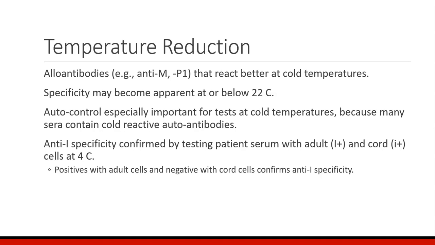Anti-Big I specificity is confirmed by testing patient serum with adult cells, which are I positive, and cord cells, which are little i positive, at 4 degrees. The expectation is positives with the adult cells and negative or very, very weak reactions with the cord cells. And this is done to confirm anti-Big I specificity. And again, an autocontrol must be run, and the expectation in this situation is that it will be positive because you're a normal adult. You will have Big I antigen on your cells, and they will react with the antibody.